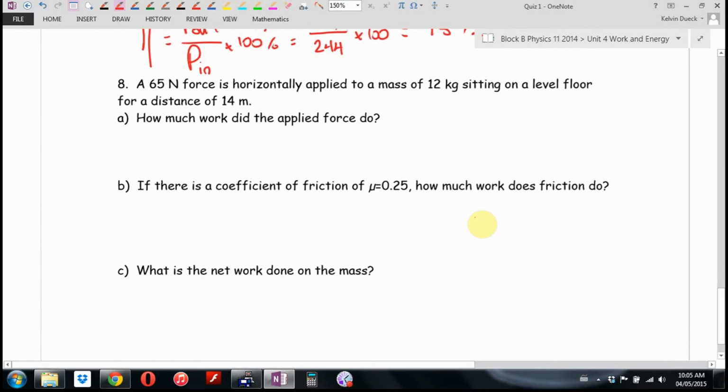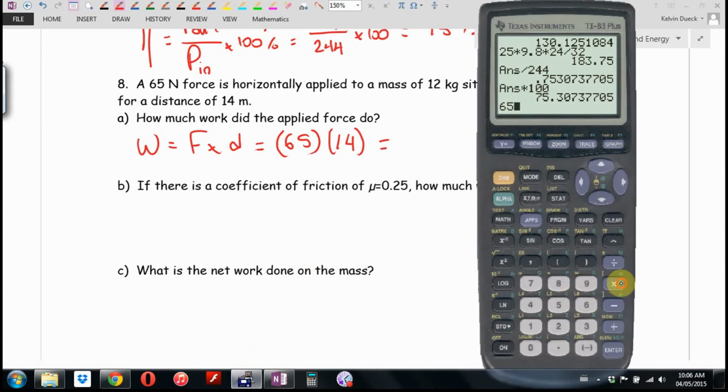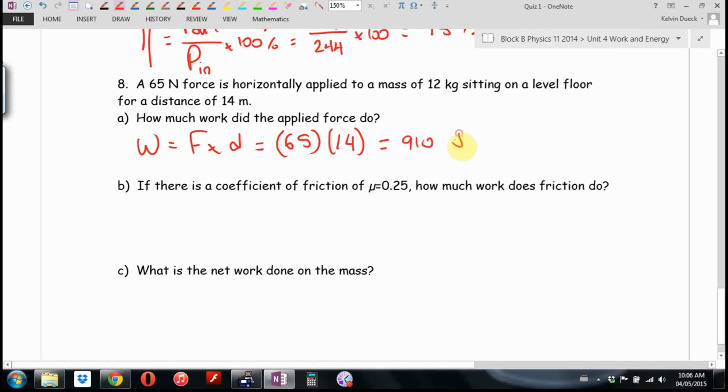Number 8, this one was right from the notes, but this is a nasty. How much work did the applied force do? This I can do. Work equals force times distance, and they told me the force, 65, and they told me the distance, 14 meters. So the applied force did 910 joules of work. But some of that got bled off by friction as heat.